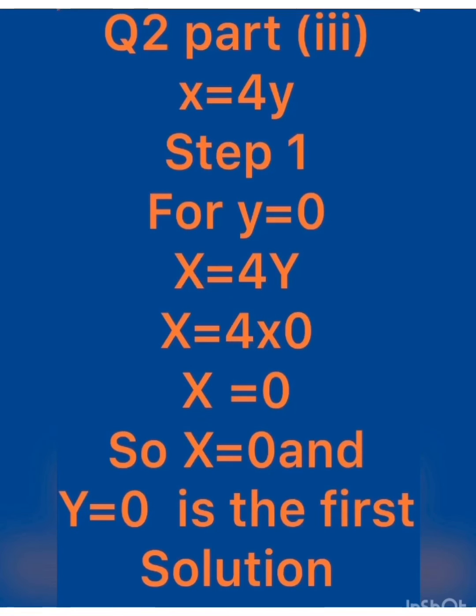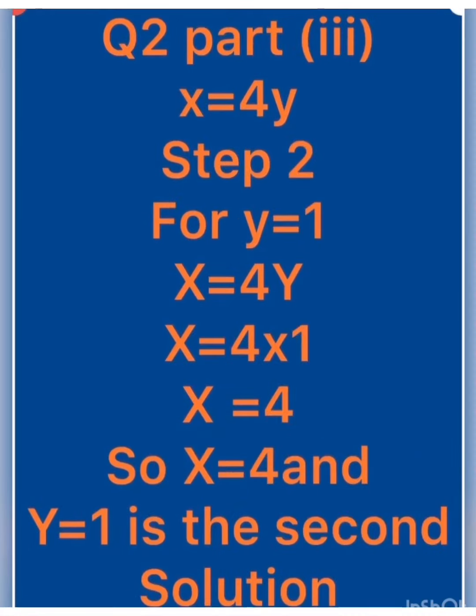Now students, part third, x equal to 4y. Now in step 1, I will assume y is equal to 0. So I will write for y is equal to 0. I will put this value in the given equation, x equal to 4y. X is equal to 4y means 4 into y. Here I have taken the value of y 0. So 4 into 0, answer will be 0. So x equal to 0. So I will write x equal to 0 and y is equal to 0 is the first solution.